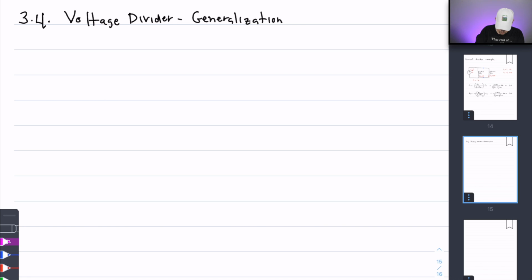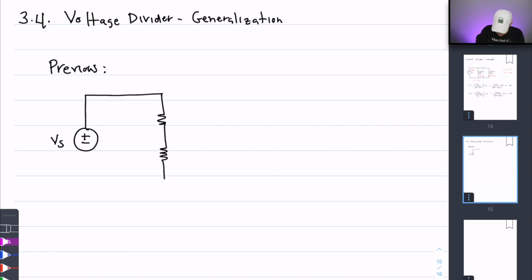Now, in a previous video, the voltage divider that we had considered looks something like this. There was a voltage source providing us with a voltage V sub S, and we had two resistors here, R1 and R2, that were hooked up to our circuit like so. We had also defined voltages V1 and V2 with this particular polarity across these resistors R1 and R2.